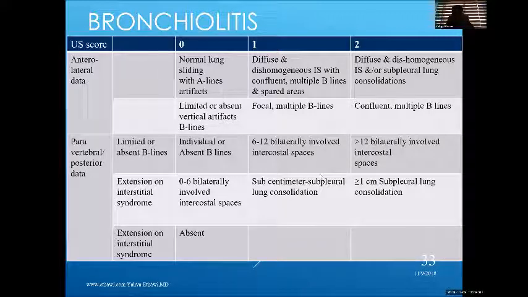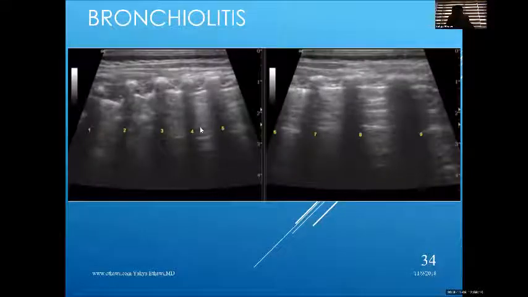Even when we do paravertebral or posterior views, there is grading. So we can grade the bronchiolitis depending on the ultrasound. You can see here different grading of lung ultrasound in bronchiolitis patients. You can see there are some A lines, and the B lines do not reach to the end of the picture.